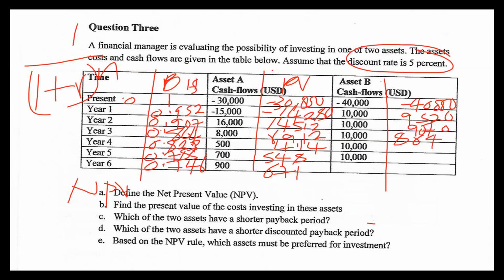The other one is 0.828 times 10,000, which is 8,280. What about the last one? 0.783 times 10,000. We have 7,838.